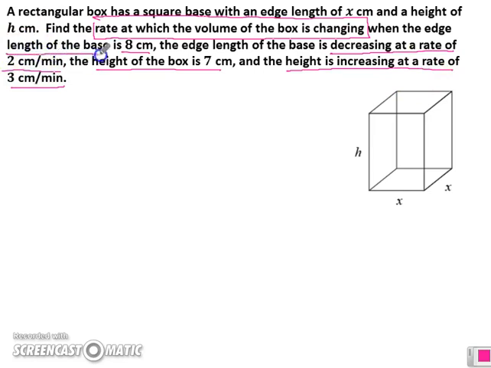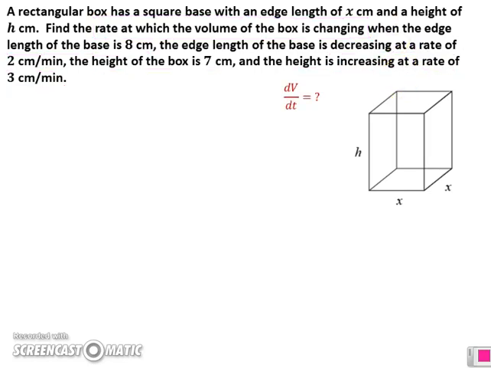Okay, so there's a ton of information here. First of all, when you do these kinds of problems, it's important to figure out what they're asking. In this case, they're talking about the rate at which the volume of the box is changing. When you're talking about the rate of something moving, we're talking derivatives. So when they give us that the edge length of the box is decreasing, that's a derivative. When they're telling us the height is increasing, that's a derivative. When they're asking us to find the rate of the volume, that's a derivative. So you just have to start labeling the information you're given.